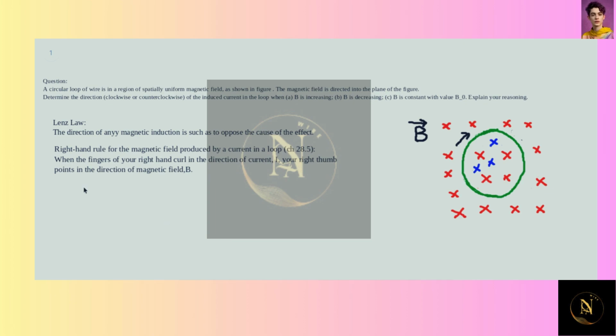So to summarize, we have to know when to apply Lenz's law. If there is a change in magnetic field, the loop will try to oppose it, and that's what Lenz's law tells you. So part A will be anti-clockwise. Part B gives you clockwise direction, and for part C, we will have zero current.